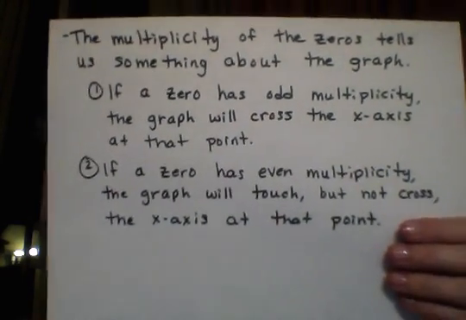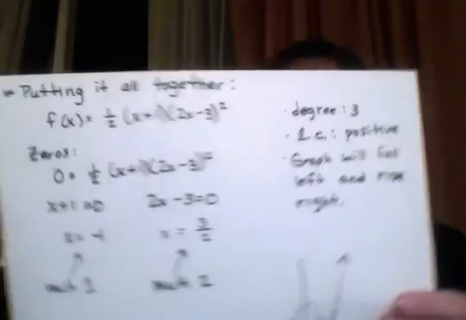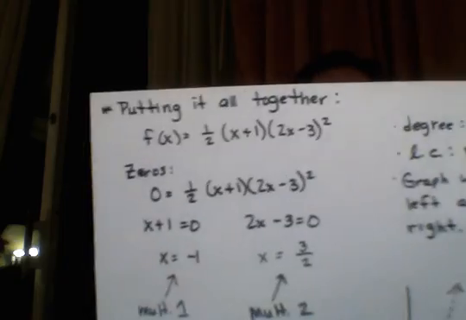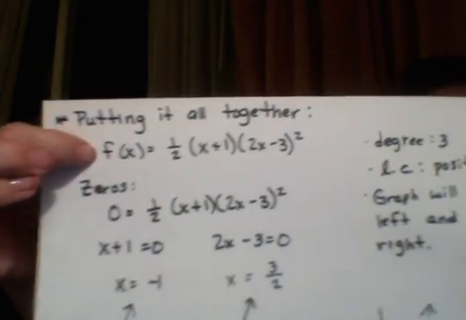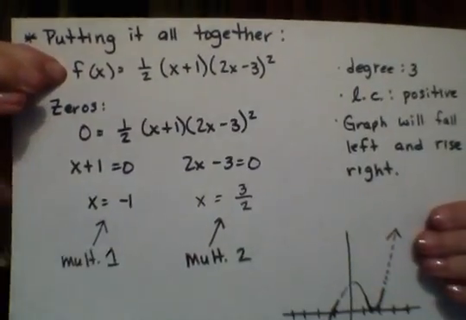So let's put this all together in one example. We're going to look at a polynomial function. We're going to find the zeros of it. We're going to talk about the degree. We're going to talk about the end behavior, and then I'm going to draw a little tiny sketch of it. Well, it's already drawn. So here we are. We have this function.